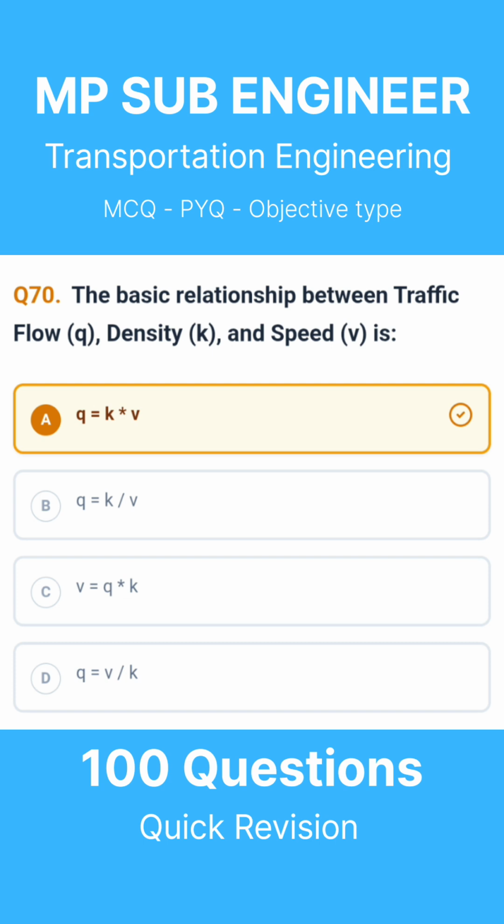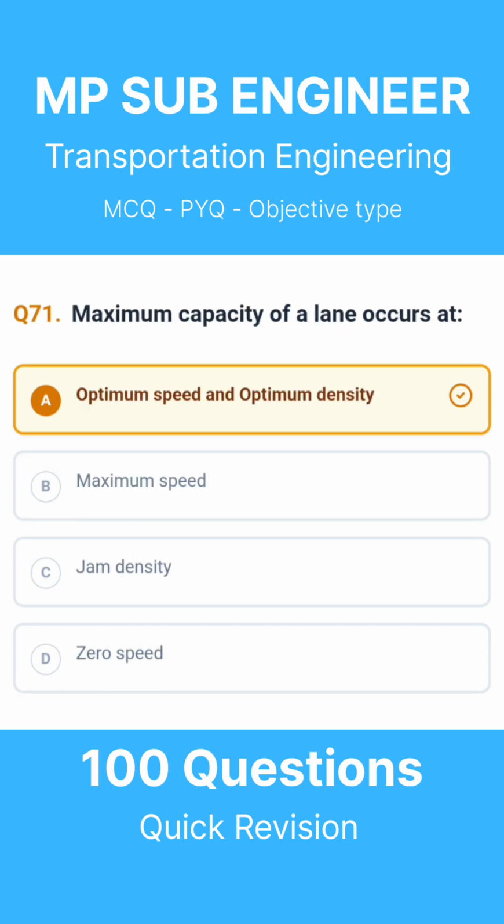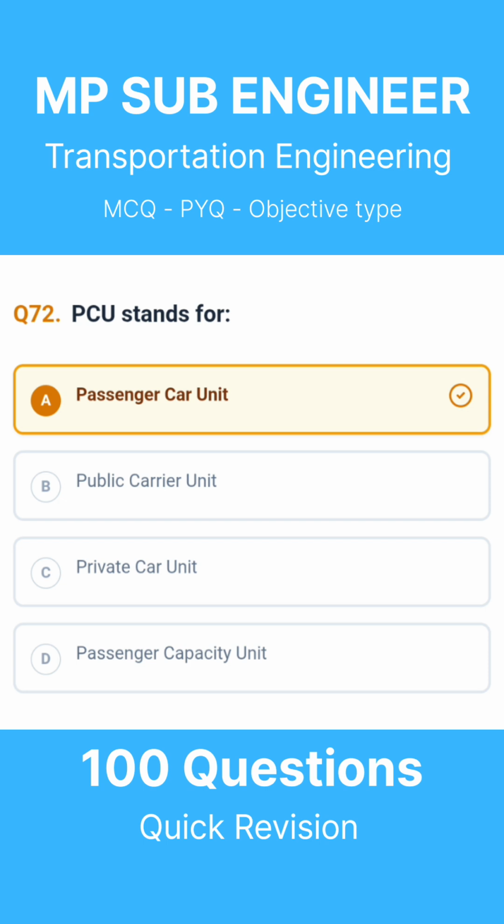Question 70. The basic relationship between traffic flow Q, density K and speed V is. The correct answer is Q = K * V. Question 71. Maximum capacity of a lane occurs at. The correct answer is optimum speed and optimum density. Question 72. PCU stands for. The correct answer is passenger car unit.